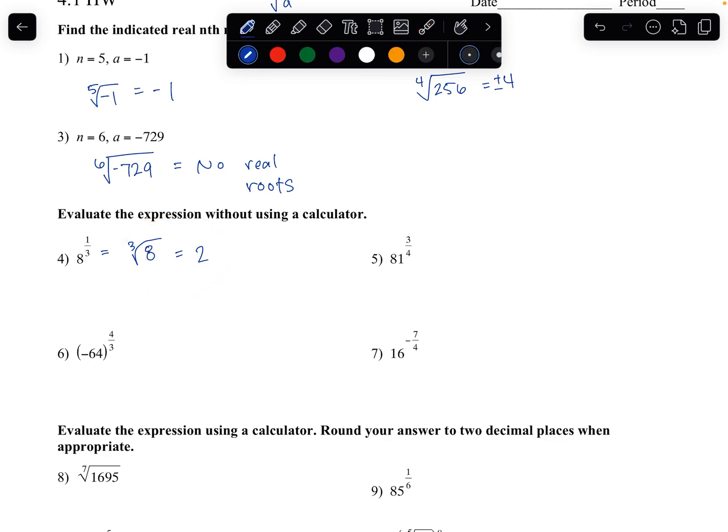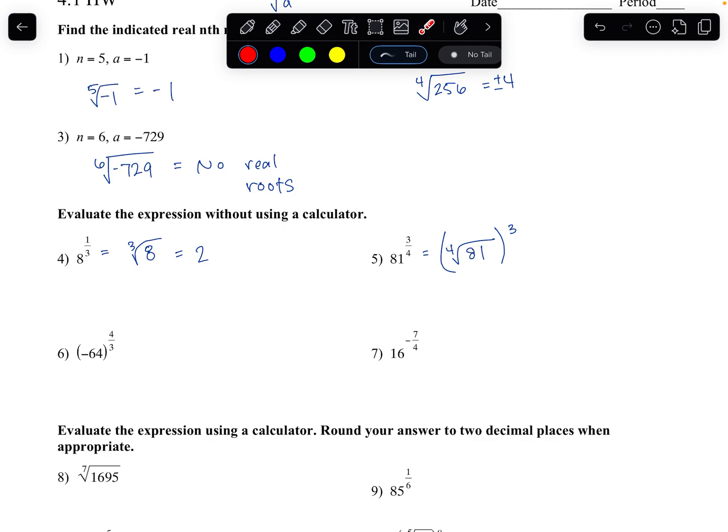This right here, I'm going to convert into radical form. So 81 is going to be the radicand, and then the root is the denominator. So this is going to be the 4th root, and then this will be raised to the 3rd power. Okay? So what I'm looking to do here is find the 4th root of 81 first, and then I'll do the power. But what number multiplied by itself 4 times over is 81?